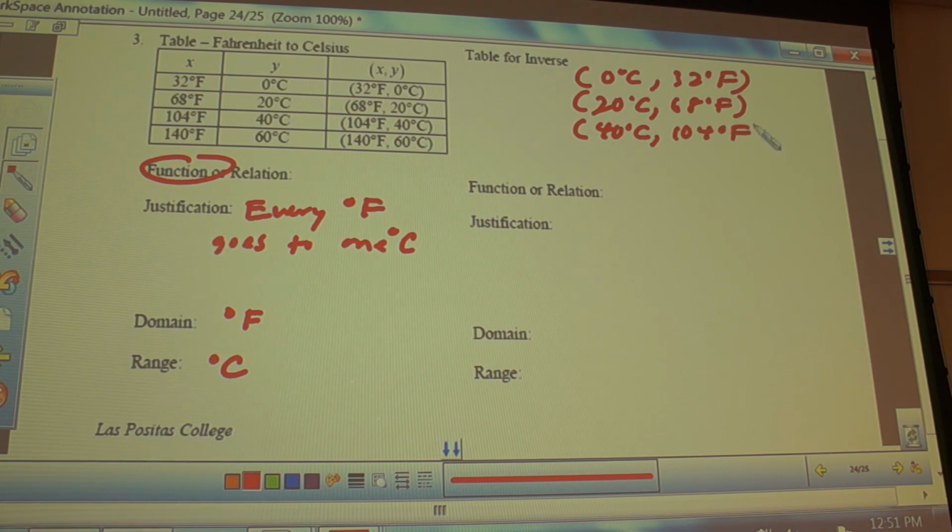Who's ever traveled to a country where they do Celsius instead? Yeah, it's always a little bit weird, you gotta kind of adjust a little bit. 60 degrees Celsius is almost boiling, it's hot.